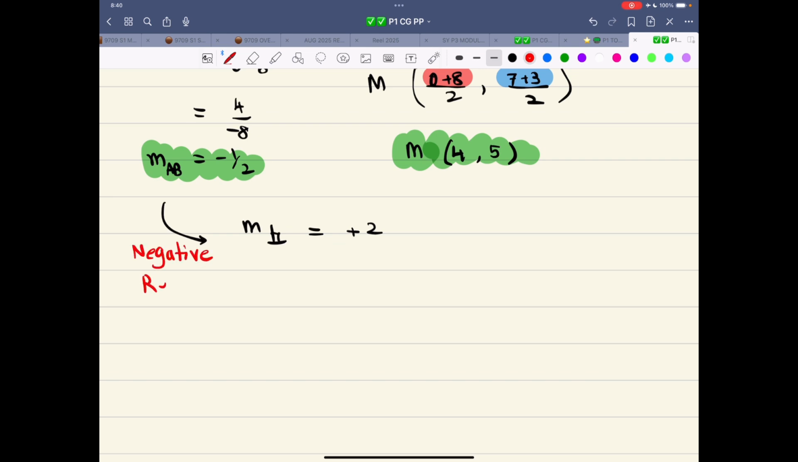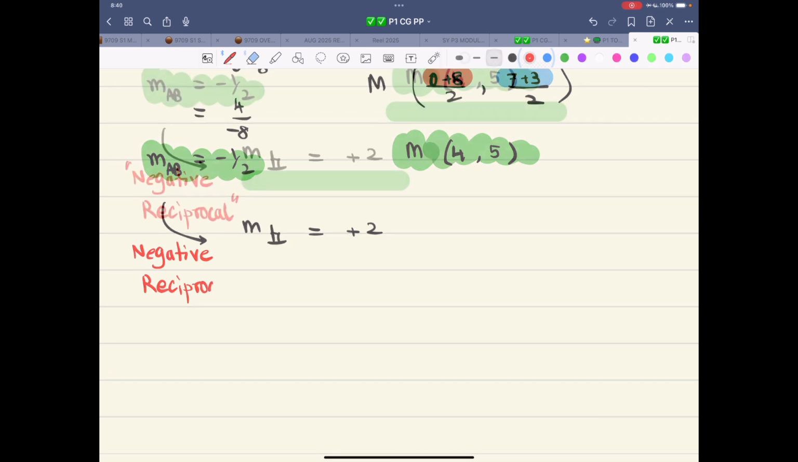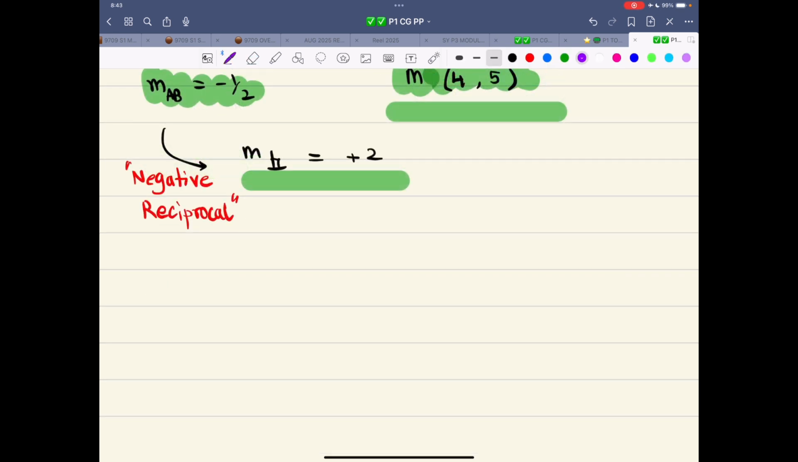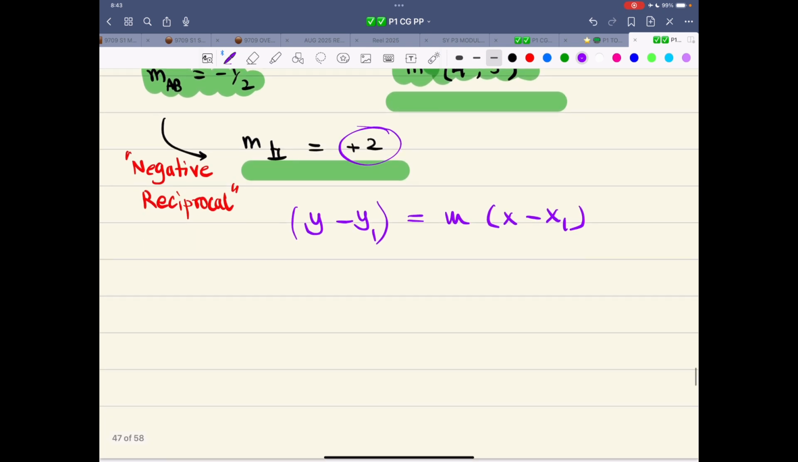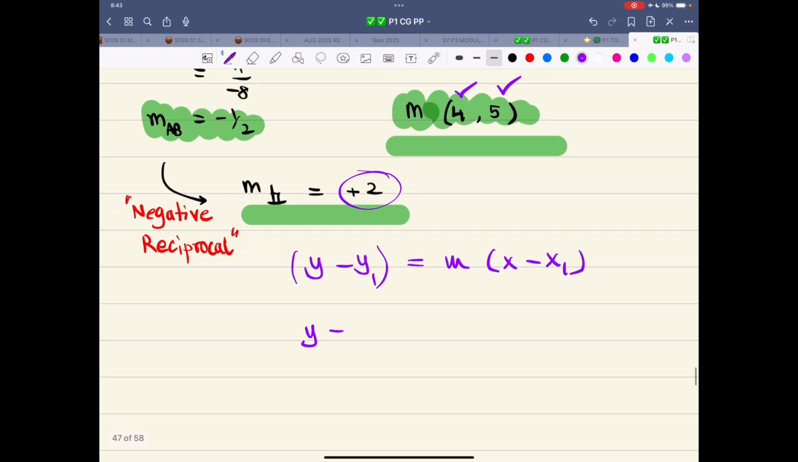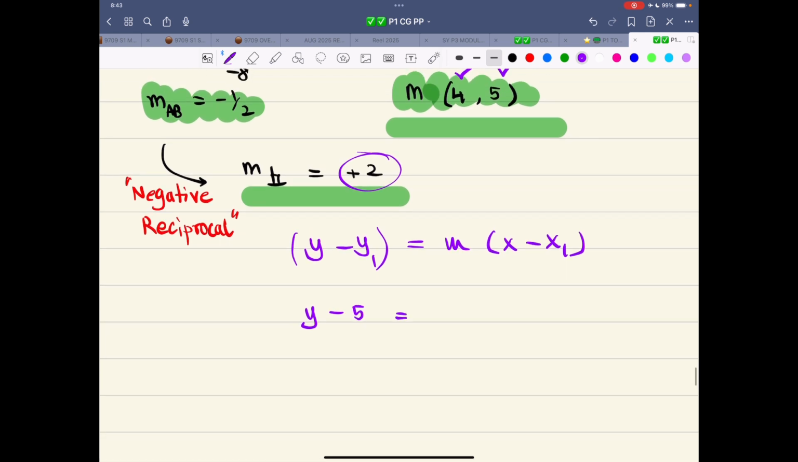So remember the keyword negative reciprocal. So now what should we do? Let's find the equation of the perpendicular bisector. y minus y1 is equal to m(x minus x1). So we have the x coordinate, we have the y coordinate, we have the gradient. The y coordinate is 5, the gradient is 2, the x coordinate is 4.